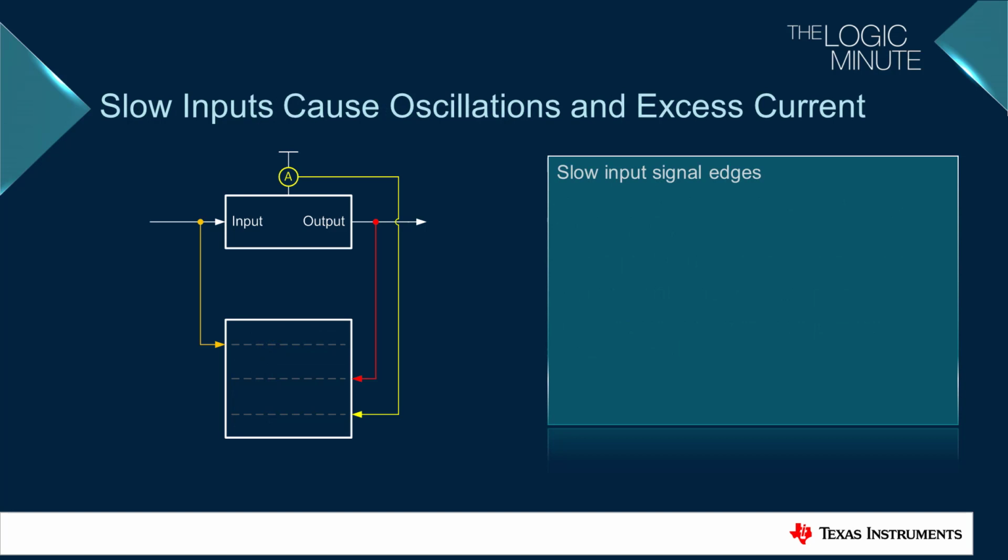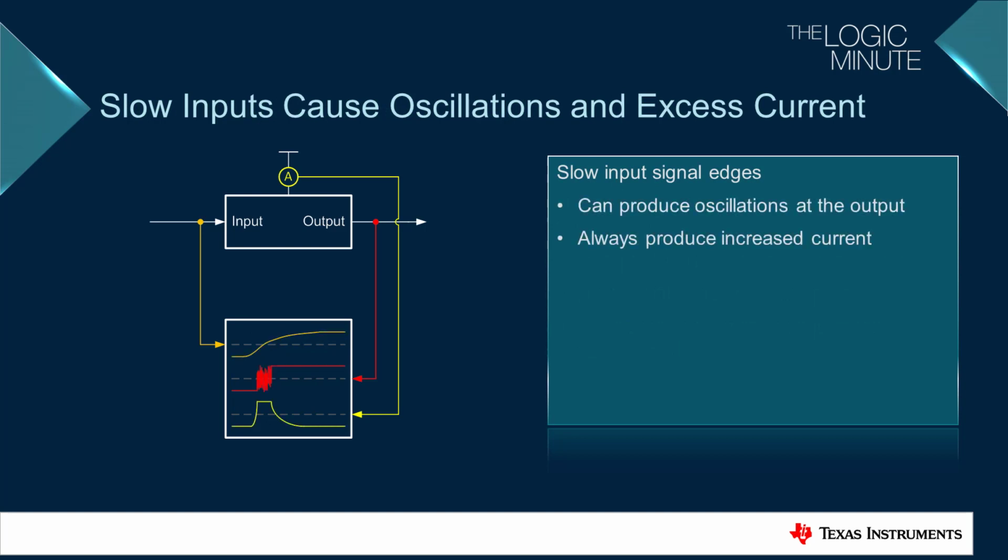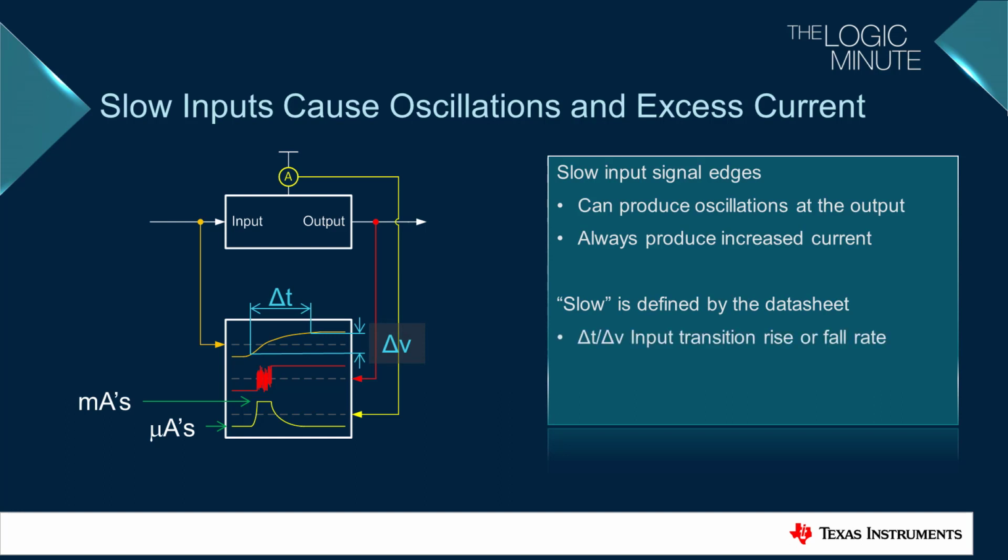A slow input can produce oscillations also, and will definitely produce added supply current. Note that the operating current of this device is typically measured in nanoamps or microamps, while the current caused by a slow input is usually measured in milliamps. This current can even be large enough to damage the device, and is the reason why CMOS devices have a maximum input transition rate. Each CMOS device's datasheet will explicitly define a maximum input transition rate, usually measured in nanoseconds per volt, that will prevent this issue from occurring.